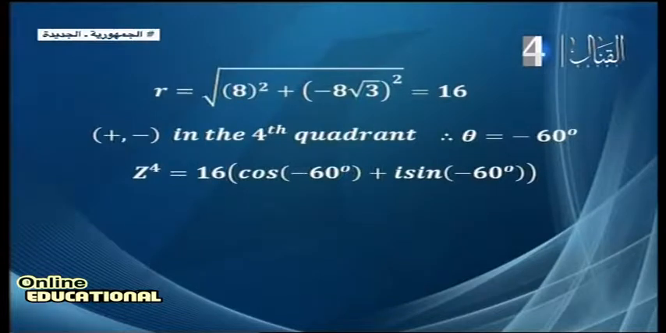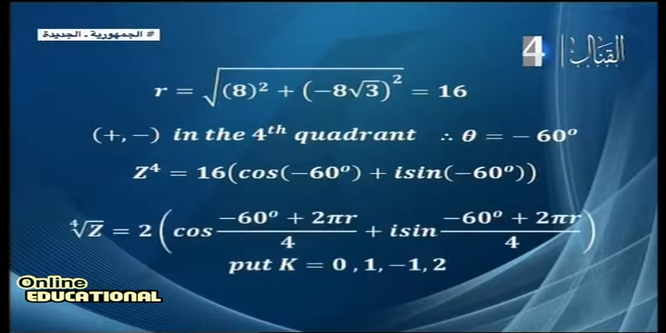Don't forget, my dear student, the complex number must start from cosine plus i sine: cosine theta plus i sine theta. r is the modulus 16, but theta is the amplitude angle negative 60 degrees. Therefore, what is the solution set? We have 4 solutions. Why? Because this is z power 4. z power 4 equals 16 multiply cosine negative 60 plus i sine negative 60.